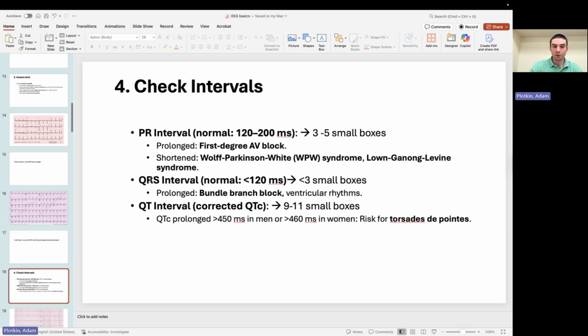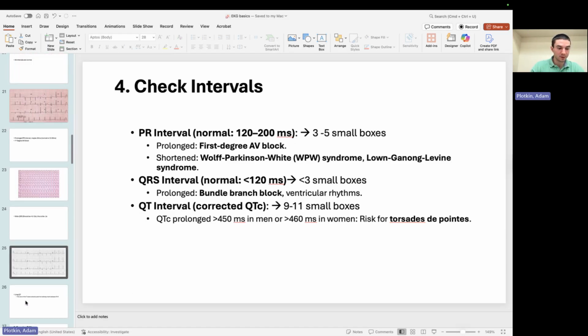All right. Intervals, right? The PR interval should be 3 to 5 small boxes, or 120 to 200 milliseconds. The QRS should be less than 120 milliseconds, or 3 small boxes. And the QT interval should be 9 to 11 small boxes. Or, if you start from the beginning of the Q wave to where the T comes down to the baseline, that should be less than half the distance between R to R. Okay. All right. Keep it moving.